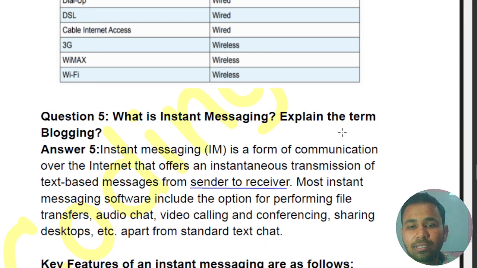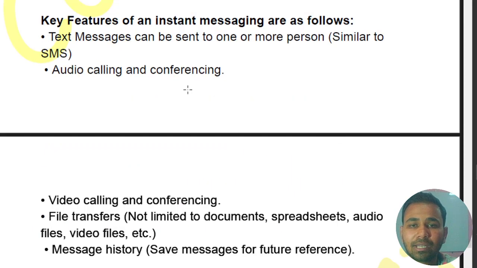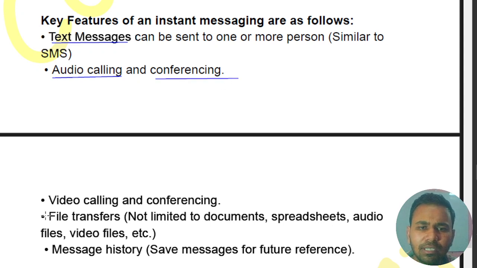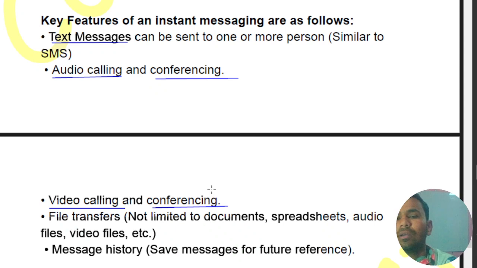Key features of instant messaging are as follows. Text message can be sent from one or more persons, similar to SMS. So they can be sent in bulk or in groups. We can send messages. Audio calling and conferencing, we can do audio calling as well as conference calls. Video calling, similarly, video calling and conferencing, we can do video calls to multiple people, or we can do conference calls, video calls. File transfer, not limited to documents, spreadsheet, audio files, video files, etc.